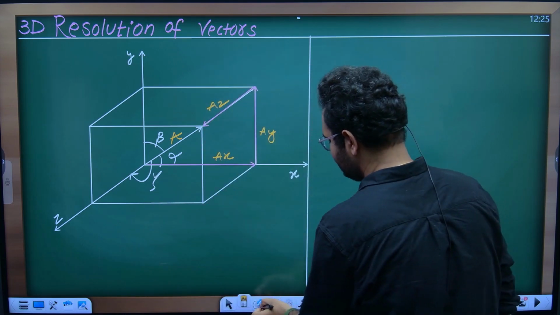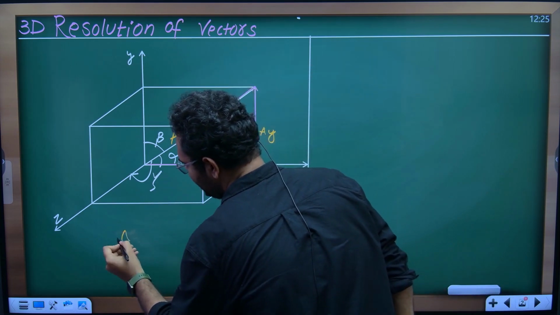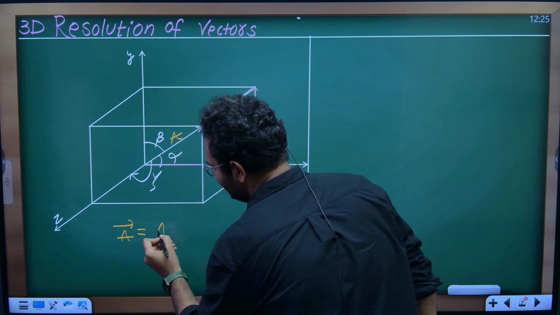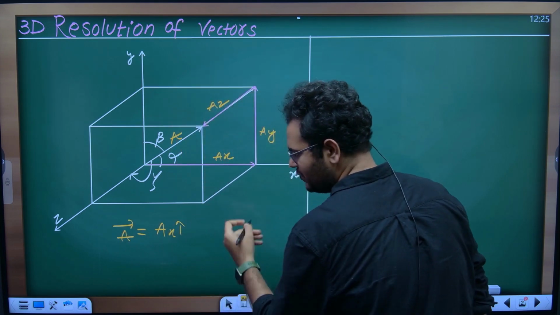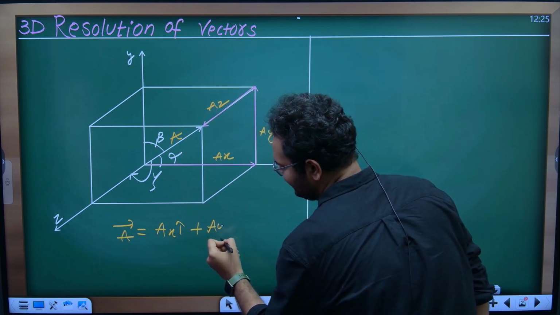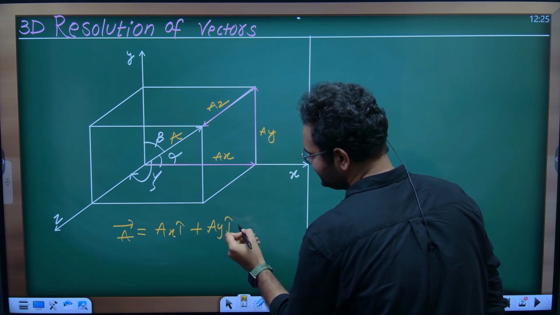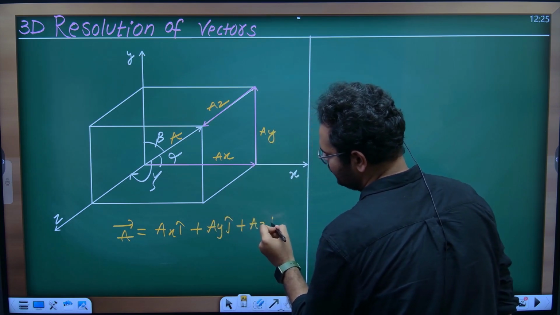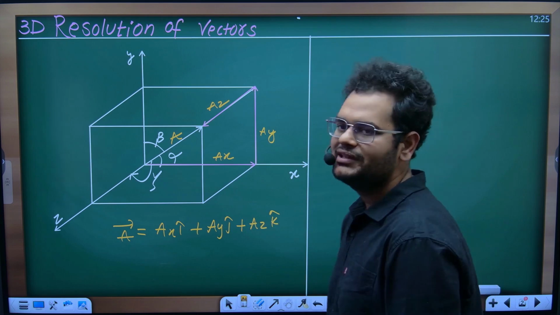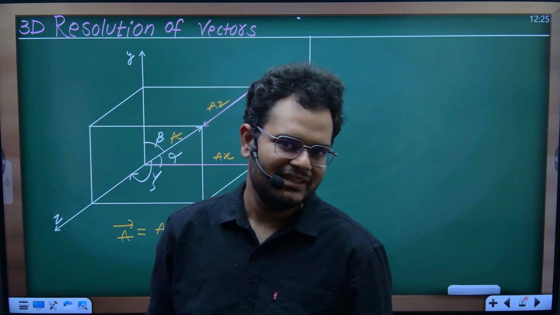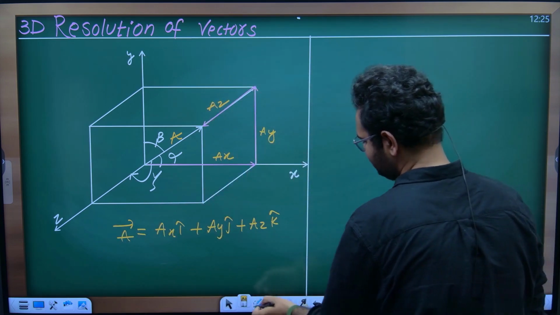How will I write it, sir? You need to write vector A as Ax i cap for the positive x axis, plus Ay j cap, again for the positive y axis, and Az k cap. So what is the value of Ax, Ay, and Az? That we will find. Don't worry.